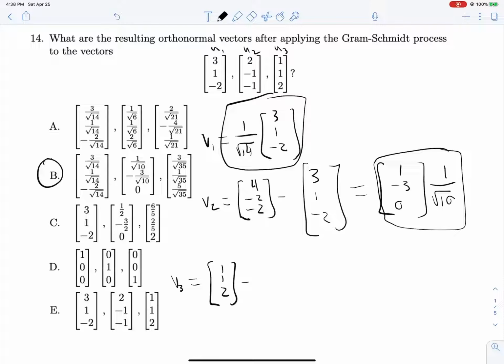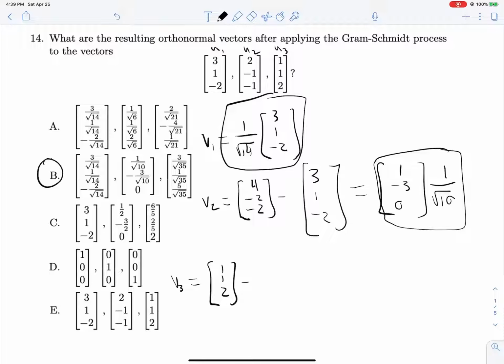Subtract. We're going to subtract from that the projection of u3 onto v1. That will be the dot product of u3 and v1. So 3, 4 minus 4 is 0. Okay, so that entire component will go to 0. And then we're subtracting the projection of u3 onto v2. Got to be careful with my wording there.